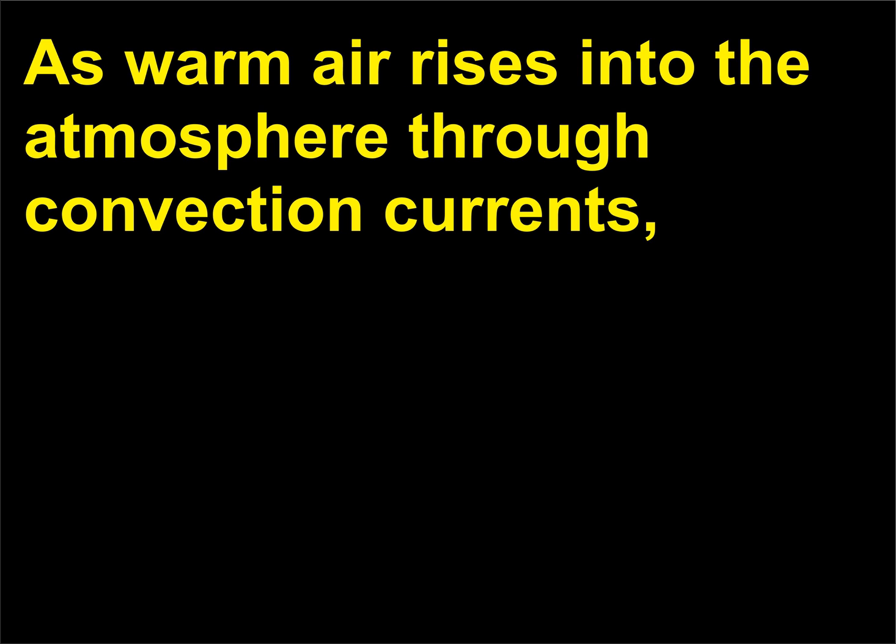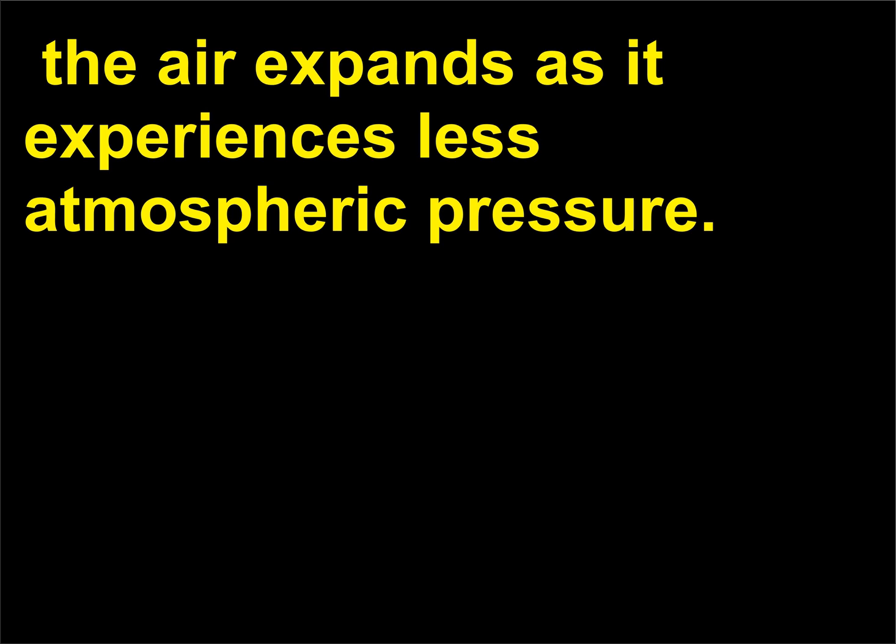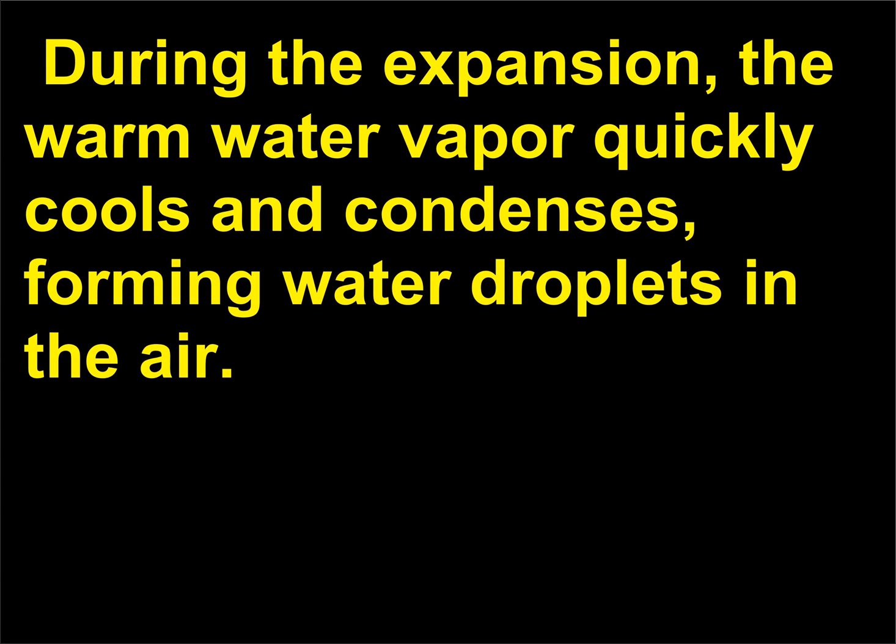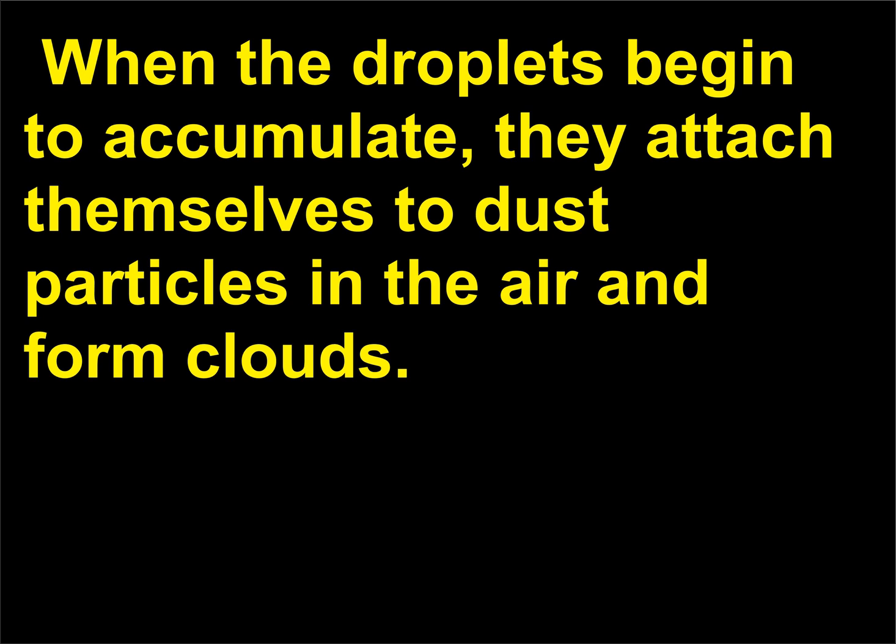How do clouds form? As warm air rises into the atmosphere through convection currents, the air expands as it experiences less atmospheric pressure. During the expansion, the warm water vapor quickly cools and condenses, forming water droplets in the air. When the droplets begin to accumulate, they attach themselves to dust particles in the air and form clouds.